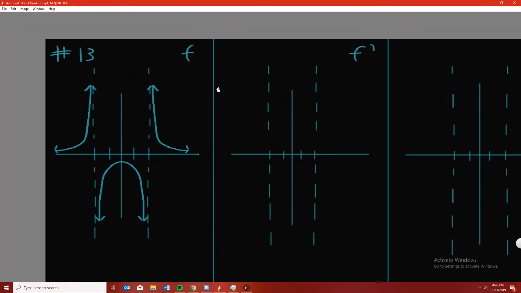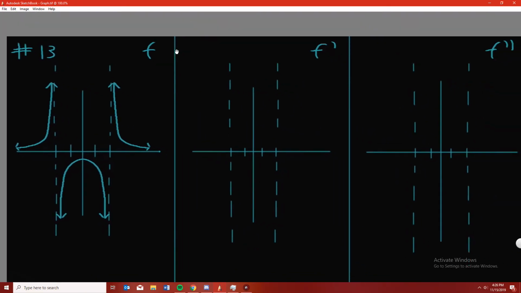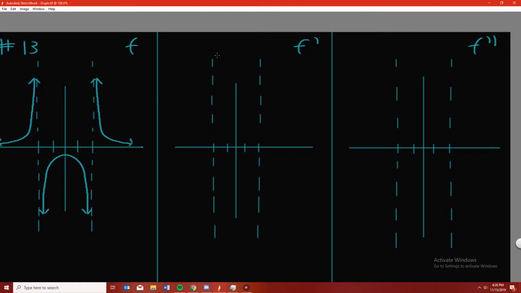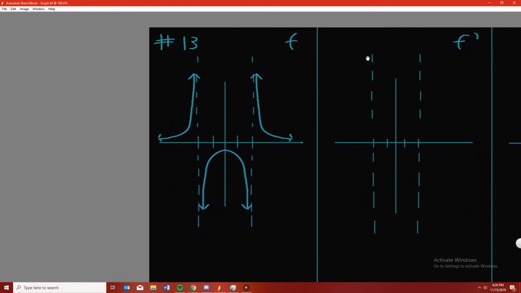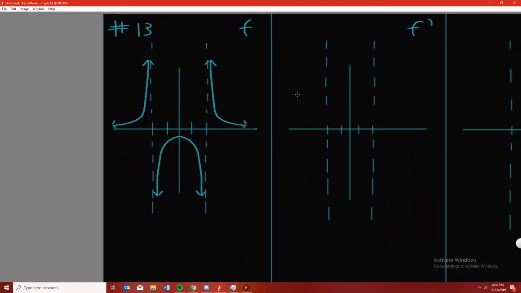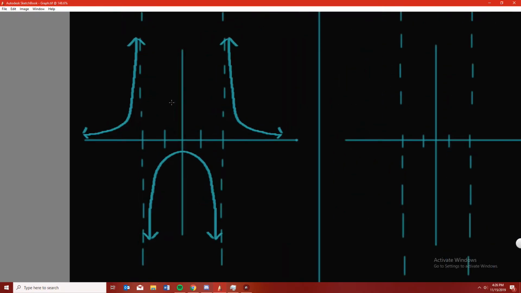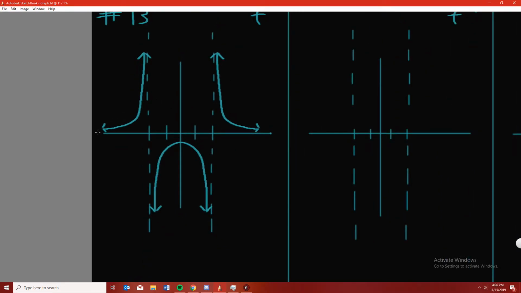Okay, I'll be showing you number 13 and how to graph its first derivative and the second derivative from the given function. So first we're going to define what the first derivative is, which is essentially the slopes of the tangent lines of the function. So that being said, we're going to be focusing on its slopes in order to aid us in drawing its derivative.